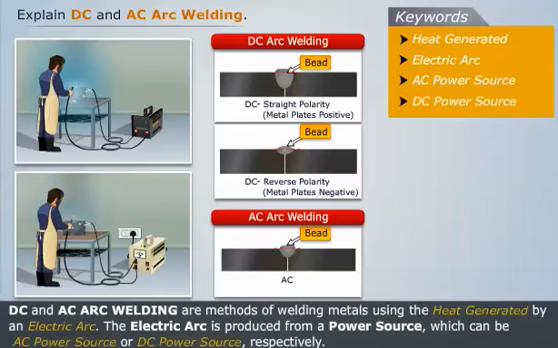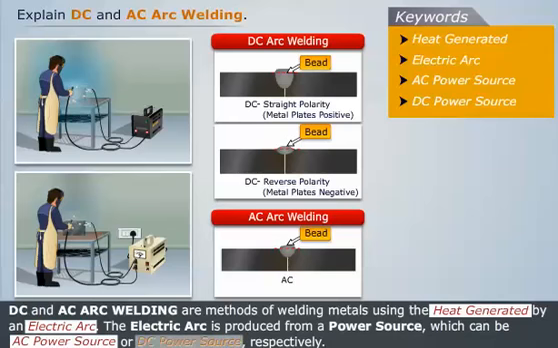Thus, DC and AC arc welding are methods of welding metals using the heat generated by an electric arc. The electric arc is produced from a power source, which can be an AC power source or a DC power source, respectively.